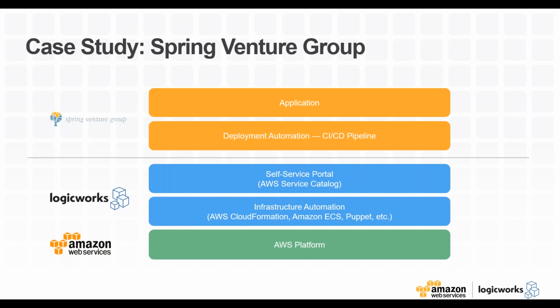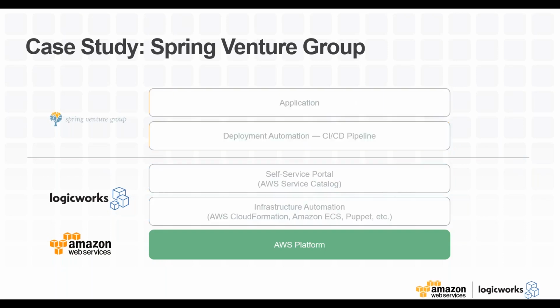As you can see in this diagram, SVG chose to use both AWS and Logicworks to provide the ops side of DevOps, really providing the foundation for their developers to build a fully automated software delivery pipeline without having to worry about infrastructure. We're going to walk through each of these layers one by one, and I'm going to talk about the first three layers before turning it over to Jerry, who will wrap it up with some great info on the application side.